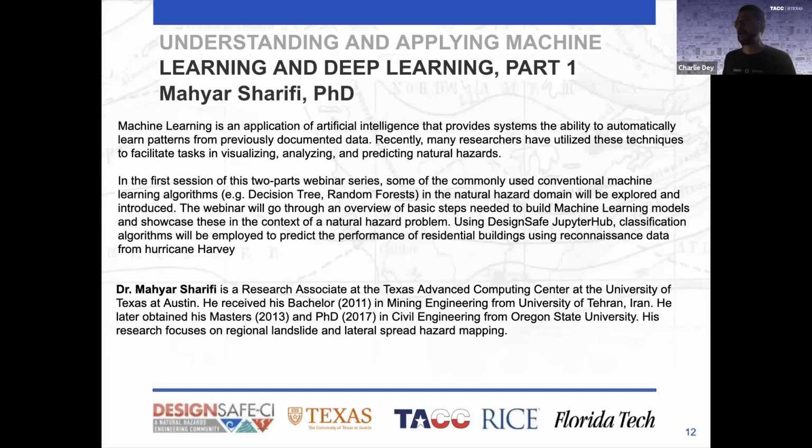This is the first session of a two-part webinar series. MyR is going to walk you through some conventional machine learning algorithms, for example, decision tree and random forests, and how they apply to the natural hazard domain. We'll also introduce these concepts to you if you've never actually used them before. The webinar will go through an overview of the basic steps needed to build these machine learning models, and then showcase these in the context of natural hazards. We will be using DesignSafe Jupyter Hub and classification algorithms that have been employed to predict the performance of residential buildings using reconnaissance data from Hurricane Harvey that we have stored on DesignSafe.